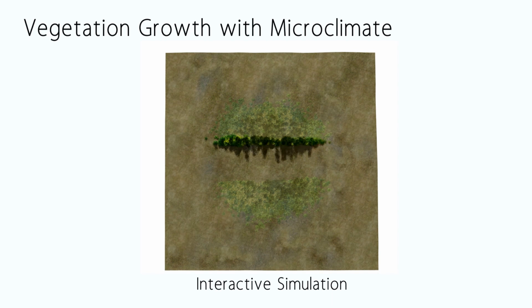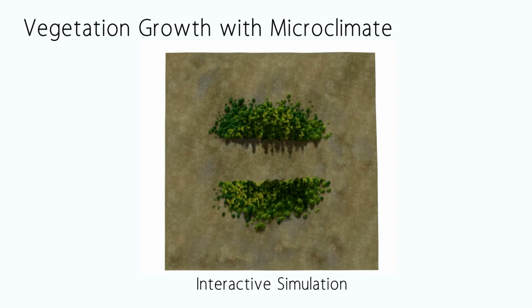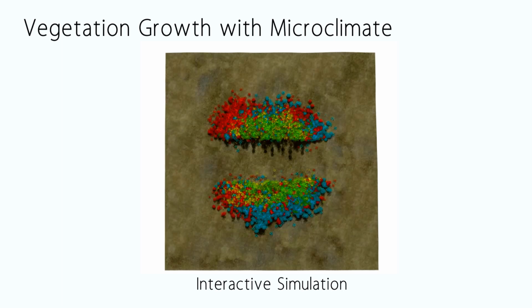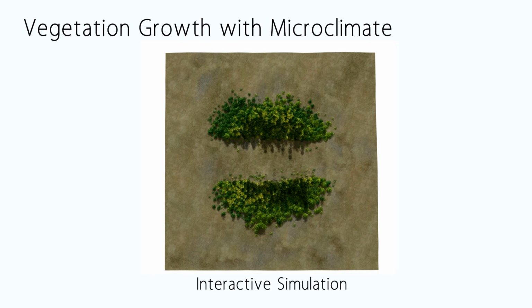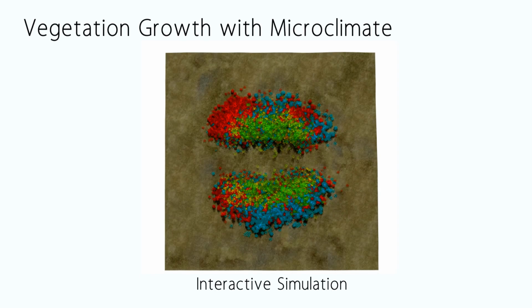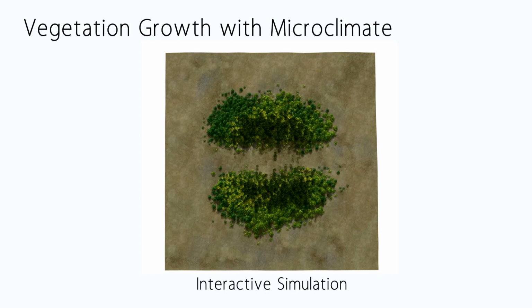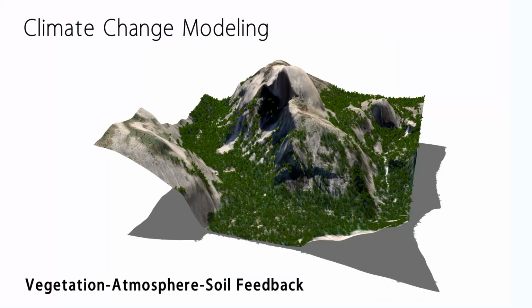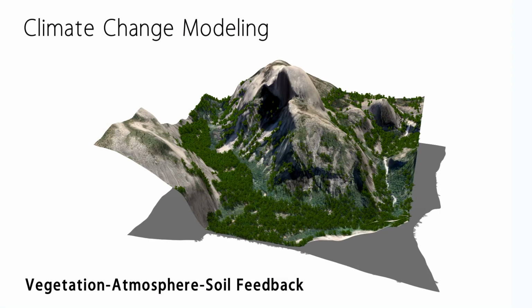After interactively removing all vegetation along the center line of the patch, we can observe the regrowth of forest edge species. This conforms to observations from forestry, where this phenomenon is referred to as forest edge effects. Here we show a climate change scenario for the Yosemite Valley around Half Dome.